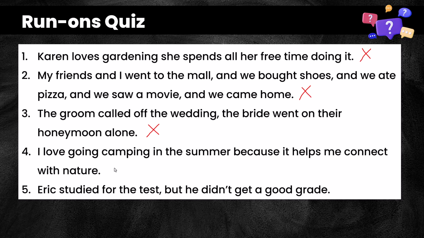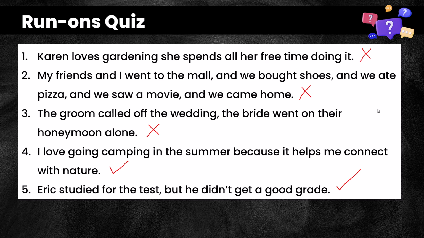Number 4 is correct. This is not a run-on. We have 2 independent clauses connected correctly with the subordinating conjunction because. And number 5 is also correct. Again, we have two independent clauses connected with a comma plus a coordinating conjunction.